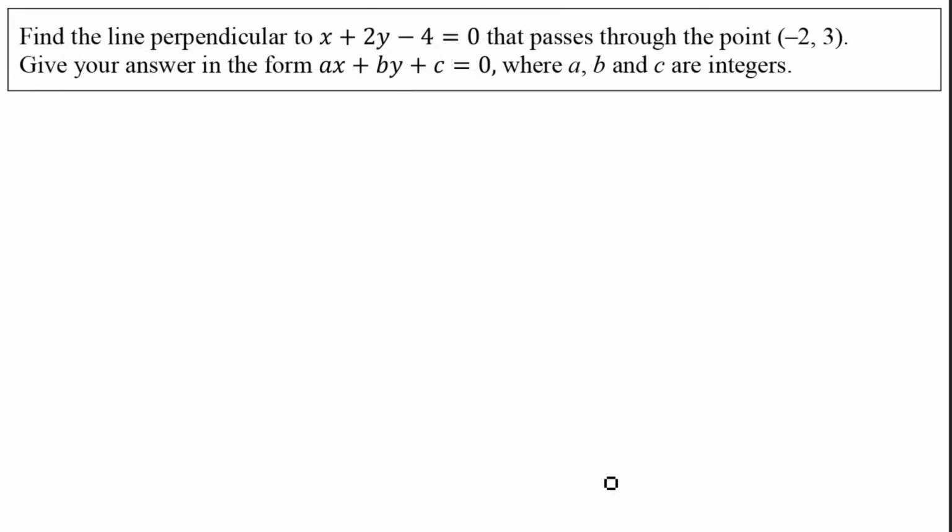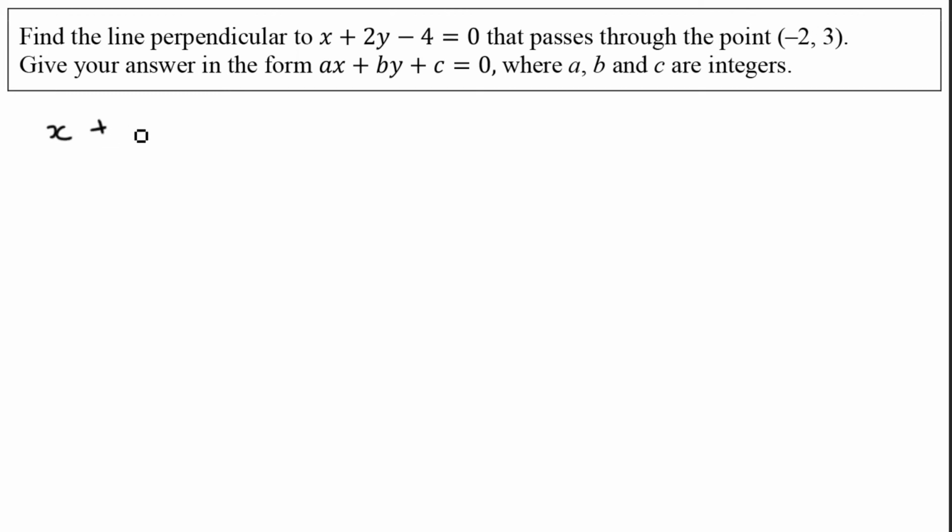A fully formed question to finish us off. Find the line perpendicular to x plus 2y minus 4 is 0 that passes through the point negative 2, 3, and we're asked to give our answer in the form ax plus by plus c is 0, where a, b and c are integers. So we are going to need to know the gradient of the perpendicular line. Let's start off by working out what the gradient of our line is.